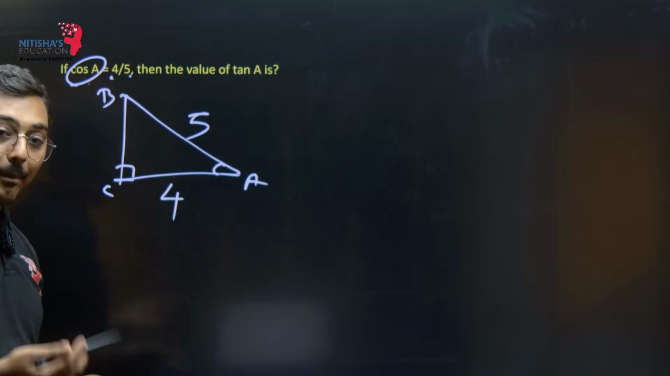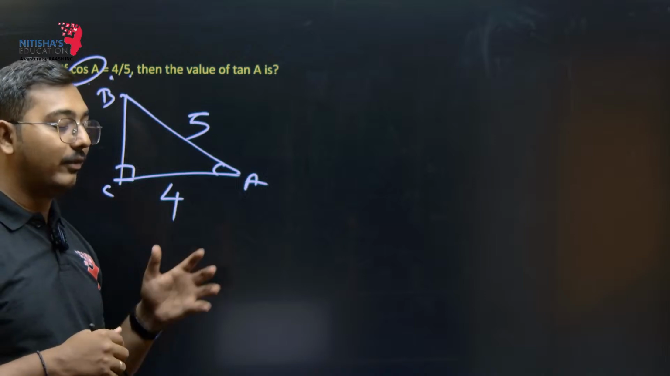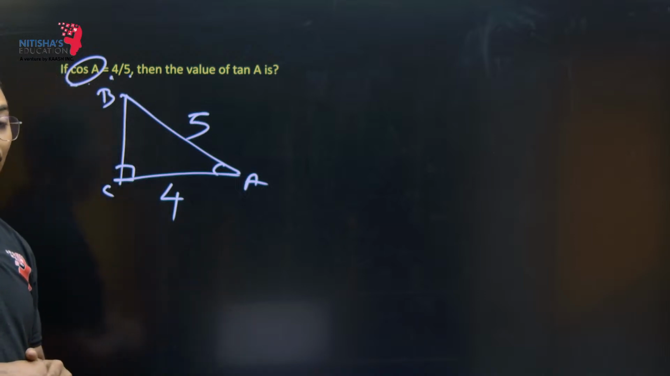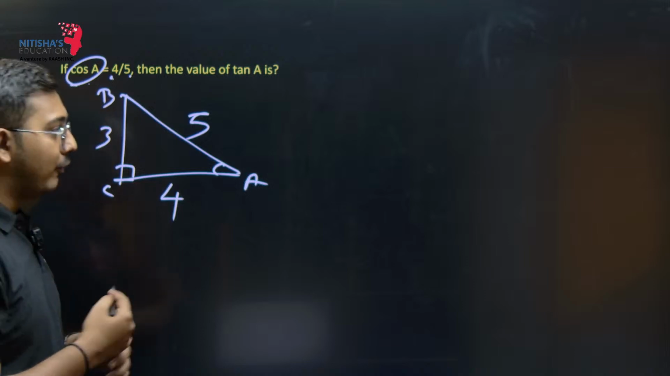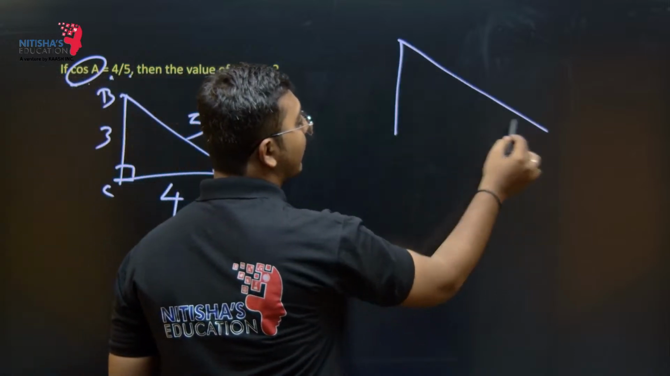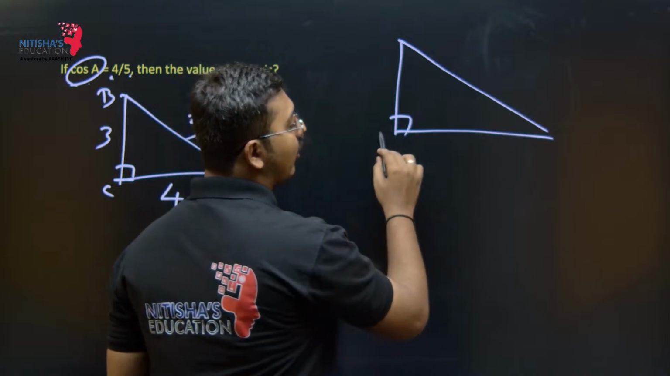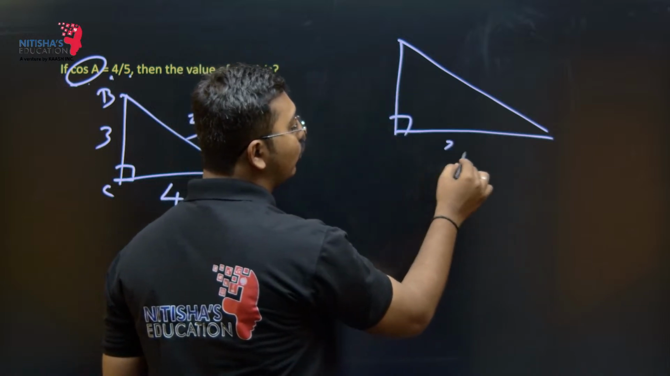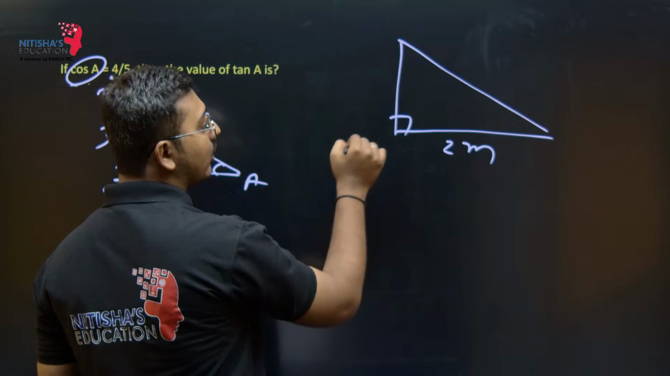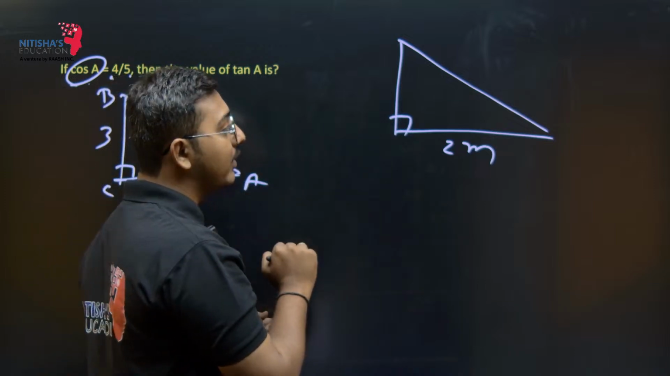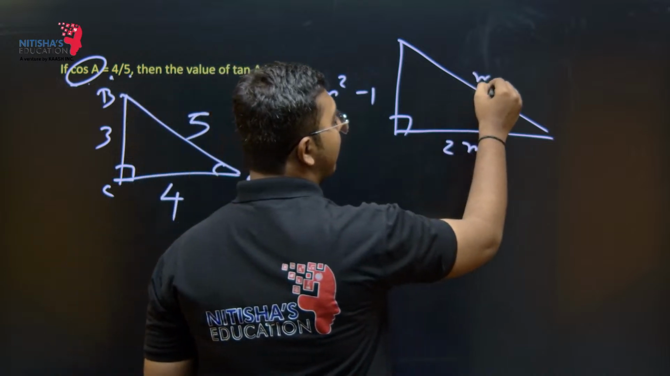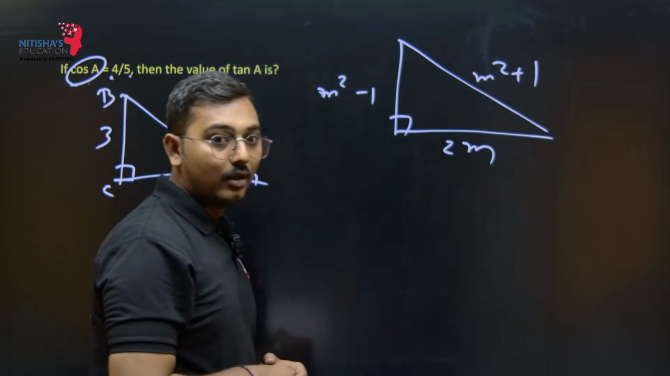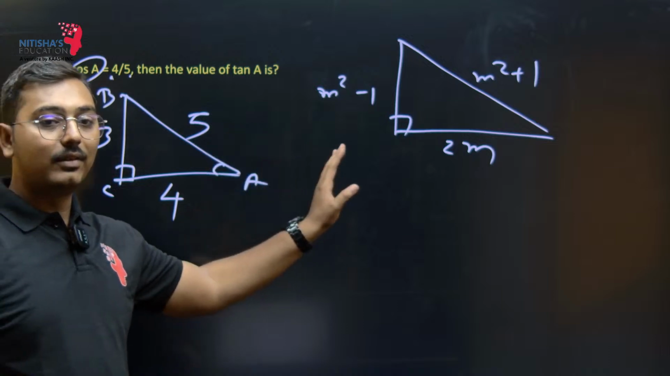Now if you have remembered what are the Pythagorean triplets, you will be easily able to tell that this is 3. Okay. If you have not remembered it, I will give a small trick. Any one of these sides will be 2m. The other side, other than the hypotenuse, would be m square minus 1. And the hypotenuse would be m square plus 1 always. From this you will be able to find any such triangle.